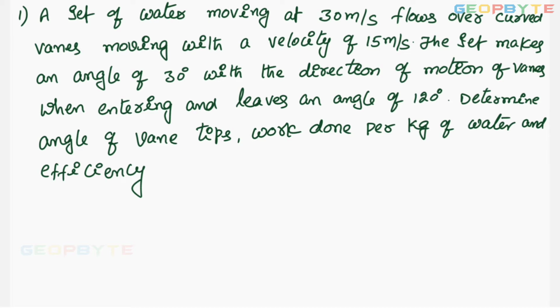Look at the problem. A jet of water moving at 30 meter per second flows over curved vanes, moving with a velocity of 15 meter per second. Let us write the given data.